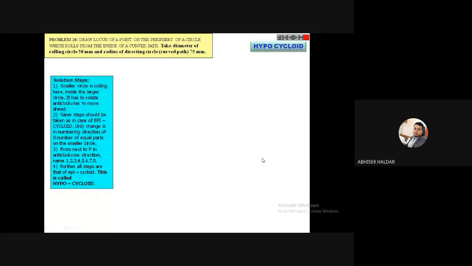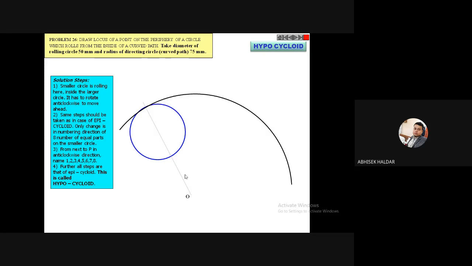Okay, so you can see the slide, right? Yes, sir. So this is the capital R that you can see. That is the directing circle. Radius of the directing circle, 75 millimeter, has been taken.